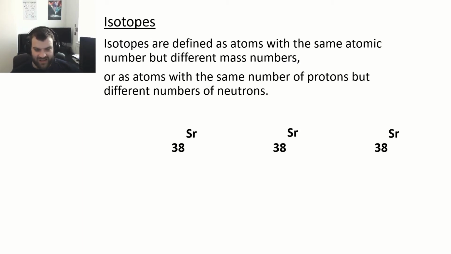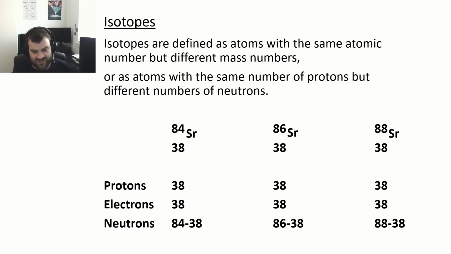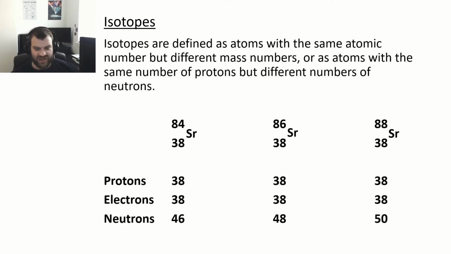So when we look at, sticking with strontium, we've got three different versions of it. We have one with a mass of 84, one with a mass of 86, and one with a mass of 88. If we go to write down about the protons, we have the same number because their atomic number is the same. Because these are atoms, they will have the same number of electrons. Now, to get the neutrons, we are taking the mass number and then we're taking away the atomic number. So the difference between the two numbers. And that gives us a different number of neutrons in each of them. So we can describe these three atoms as being isotopes of each other.